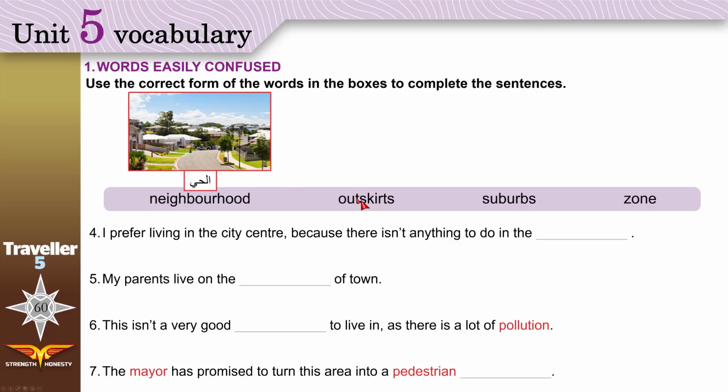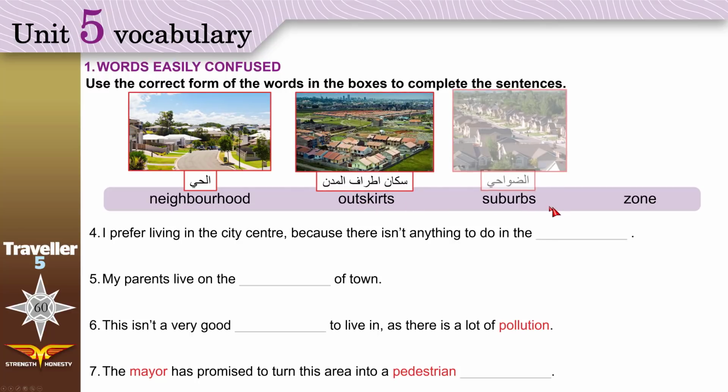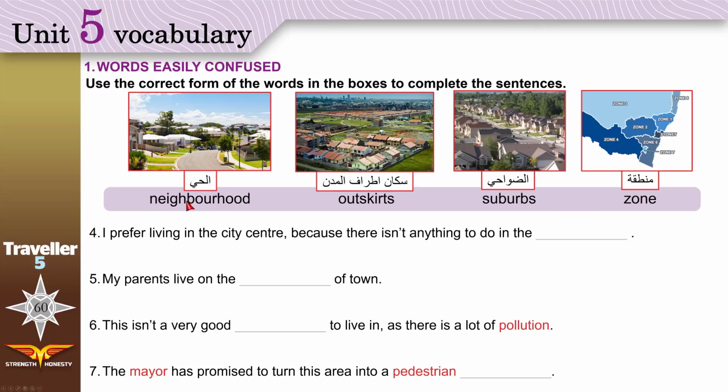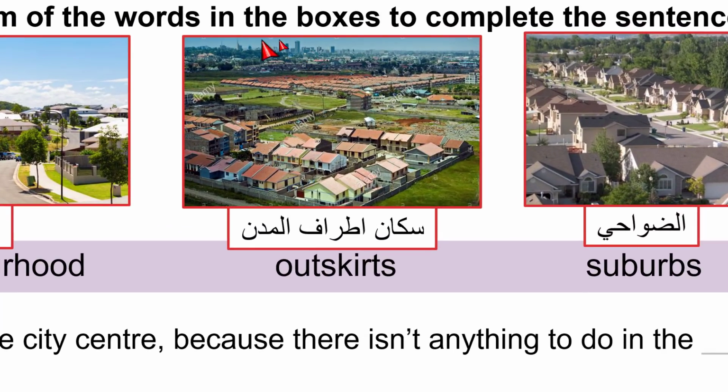Neighborhood, outskirts, suburbs, zone. Neighborhood is the area that surrounds the place where you live. Again, neighborhood is the area that is around, that surrounds the place where you live. Outskirts are the furthest point from a city center in a city. Again, can you see the city center? Right here, this is the city center, and this area is the farthest point from the city center. We call it the outskirts.